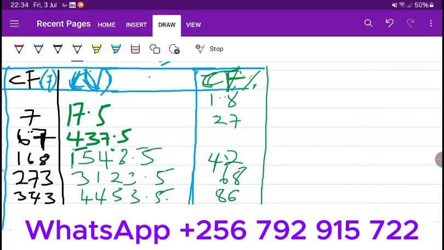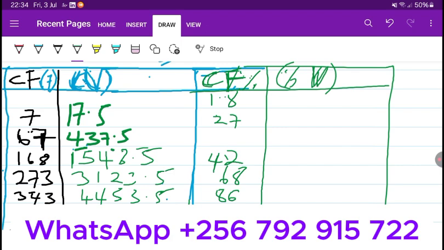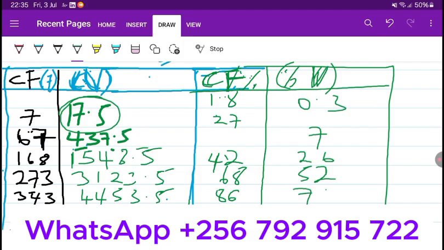percentage. Then for the percentage value, this one you can also compute at once. It will be this divided by the other total of 5975.5 times 100. This will be 0.3. Then the next one will be a 7. The next one is a 26, 52, then 75, 86. Then let's finalize these other ones.